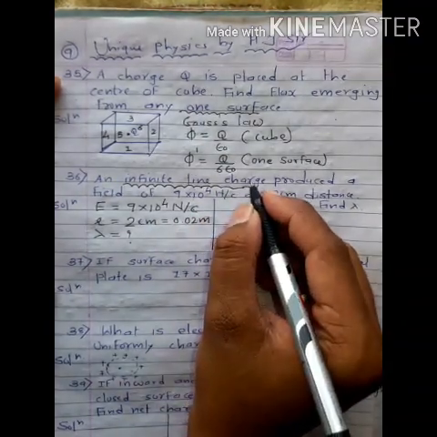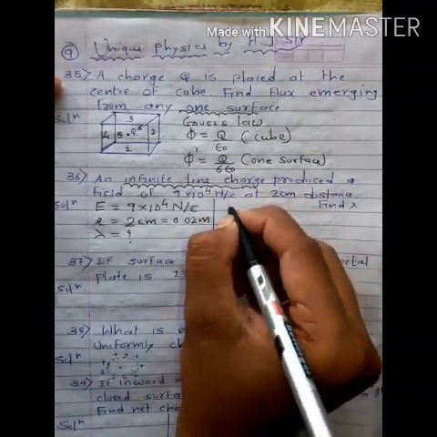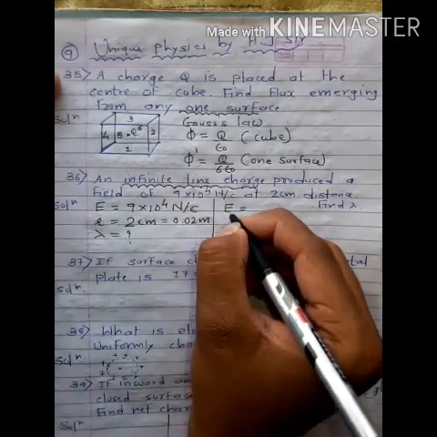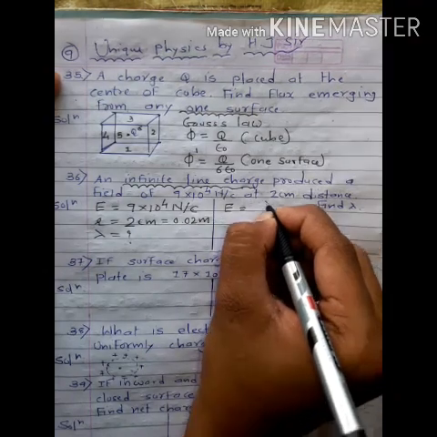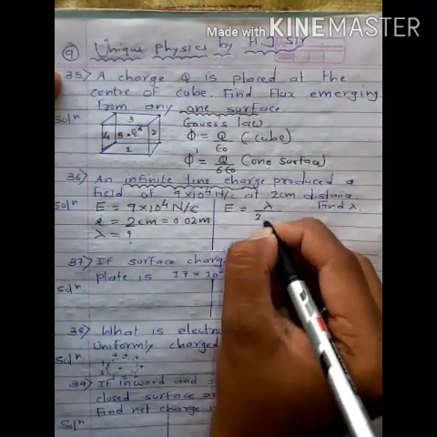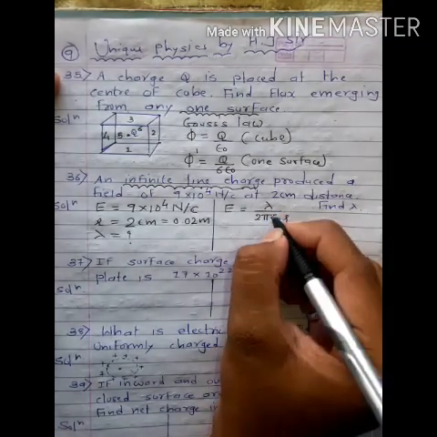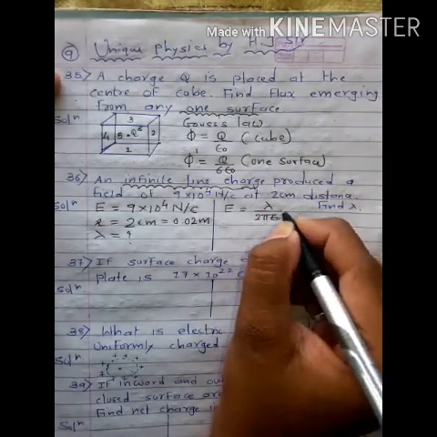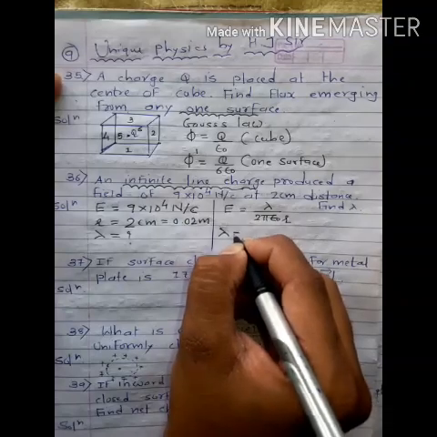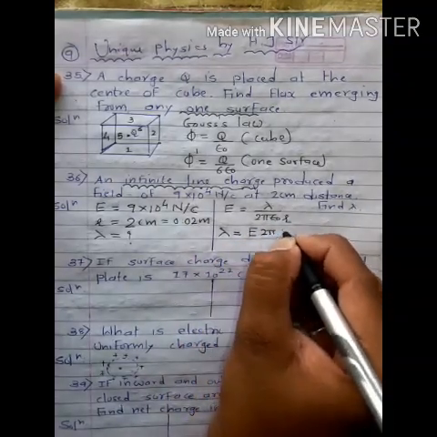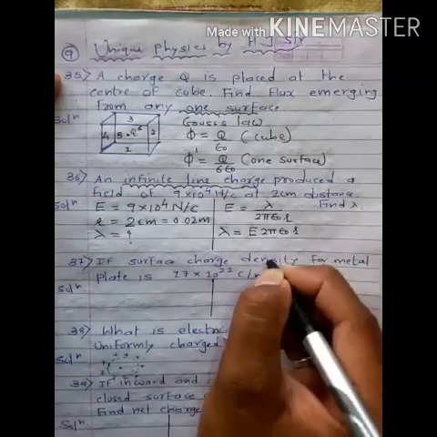Now remember equation of electric field produced by infinite line charge. This is important question of this chapter, but here we use its equation. Electric field produced by line charge E is equals to lambda upon 2 pi epsilon 0 r. Clear? We want value of lambda, so make equation of lambda. Lambda is equals to E into 2 pi epsilon 0 into r.